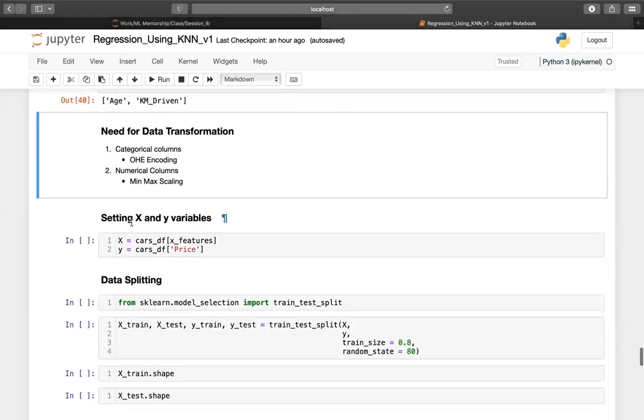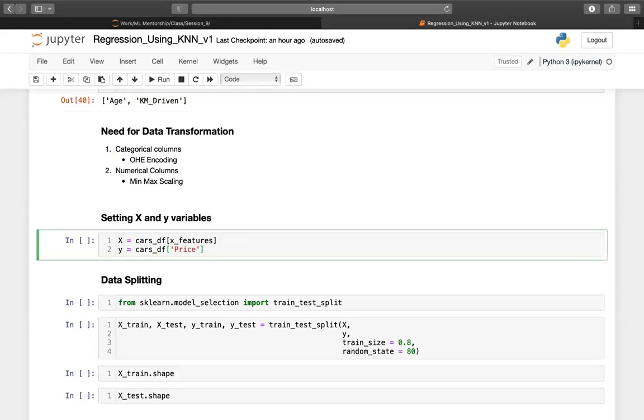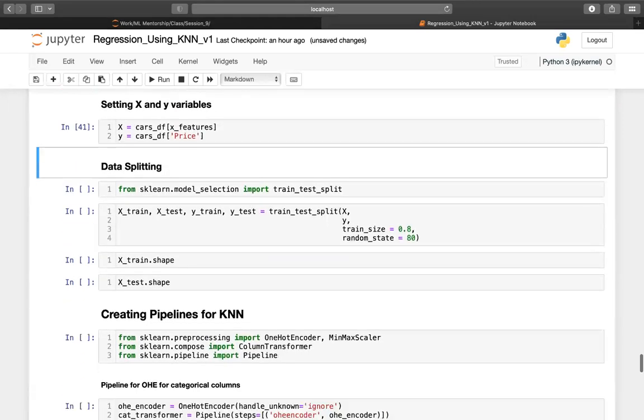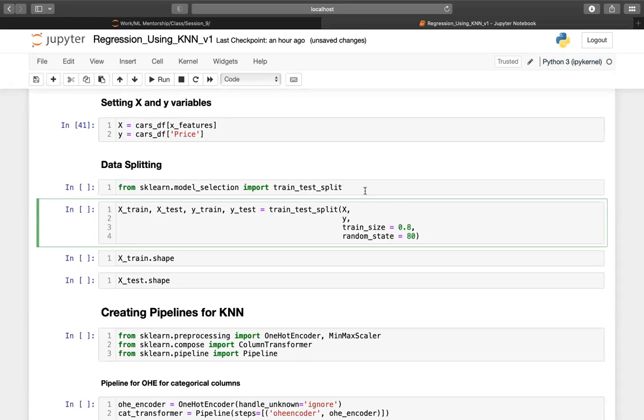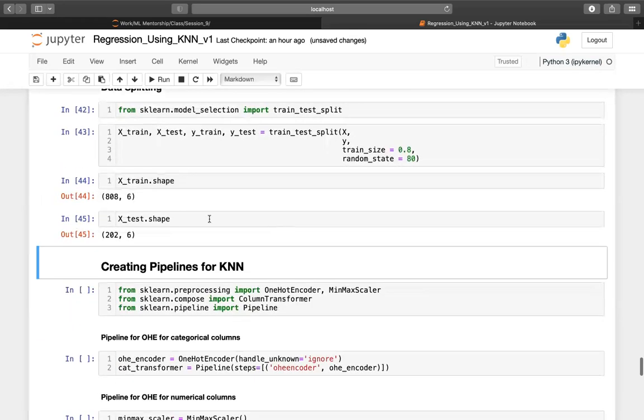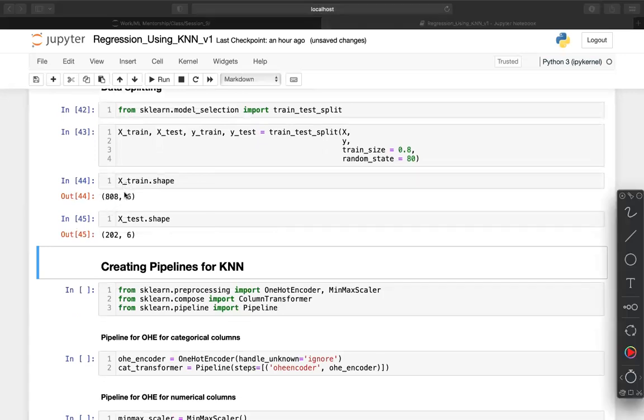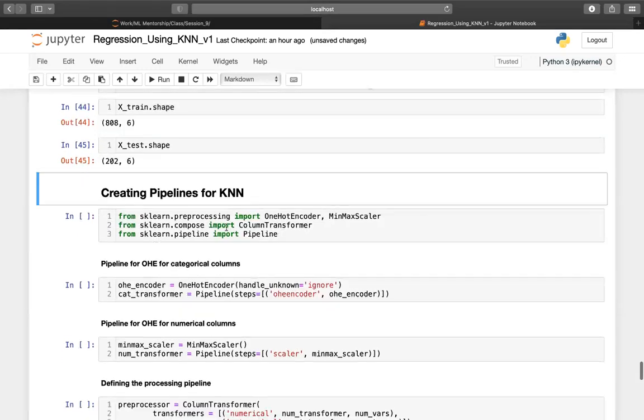So now first I will set my X and Y variables. My X is now the X features and Y is the price. This we have already gone through multiple times. And now I'm going to split the data into train and test. For X and Y, the train size is about 80% of the data and the test size is the remaining 20%. So you can see about 808 samples in the train and 202 samples in the test data.